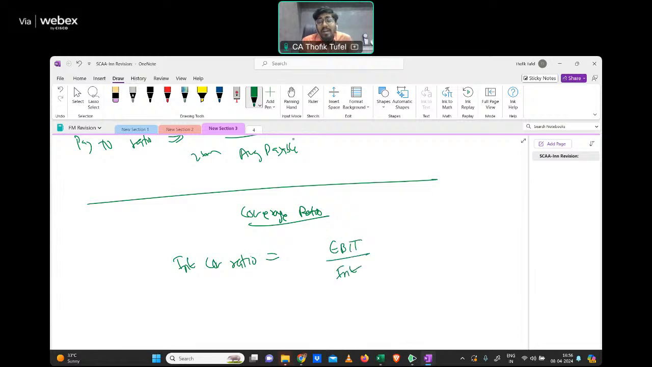And EBIT is the earnings available for the debt holders, I mean debenture holders. So I have to write EBIT divided by interest.